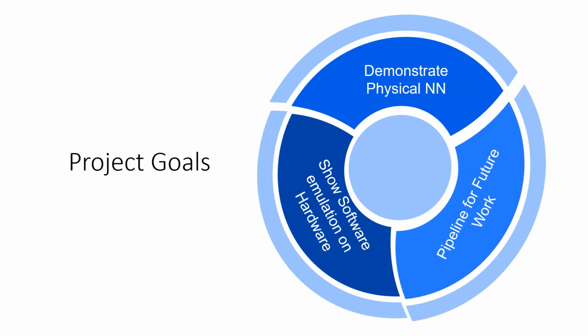And finally, we wanted to create a pipeline for future work, because our project only composed a single layer, or even a single subsection of a single layer, of the neural network. But we wanted to show that if this is possible, then in the future you could implement a full neural network in hardware and have greater performance results with the same accuracy as a software implemented neural network.